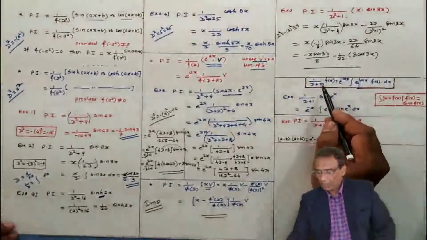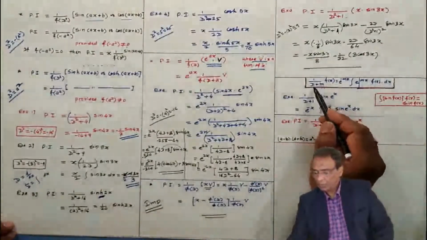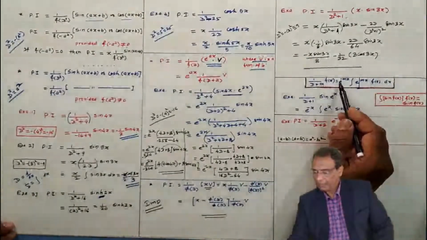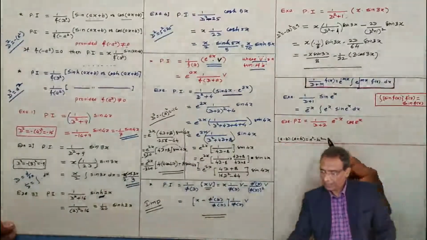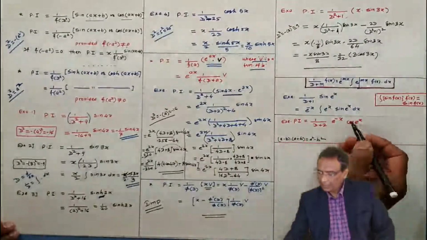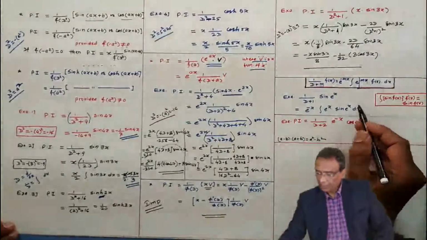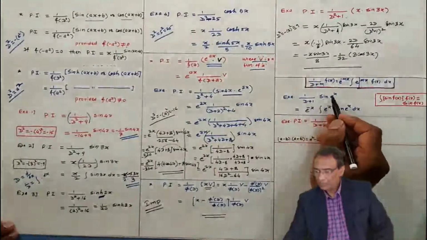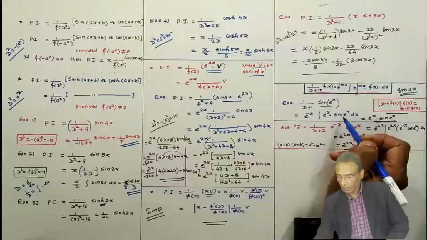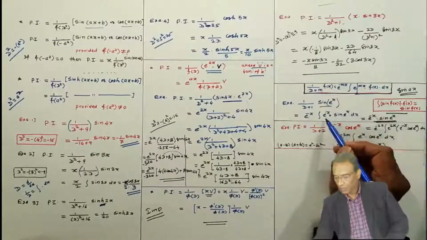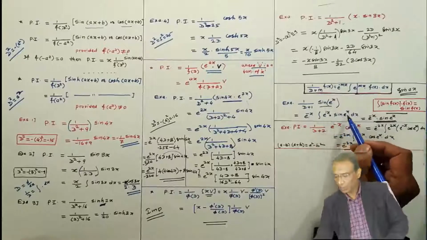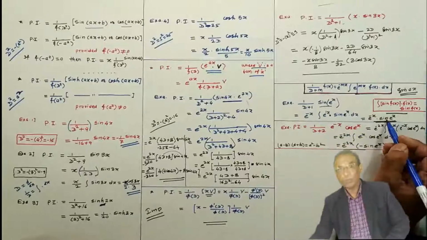Now, earlier this formula also I have given: 1 by (D plus m) f(x) is e to the power minus mx times the integral of e to the power mx f(x), like this. Okay, this we have already covered. Now, particular integral of 1 by (D plus 1) e to the power x sin e to the power x. This is as it is, and the integration of e to the power x sin e to the power x dx is sin of e to the power x.